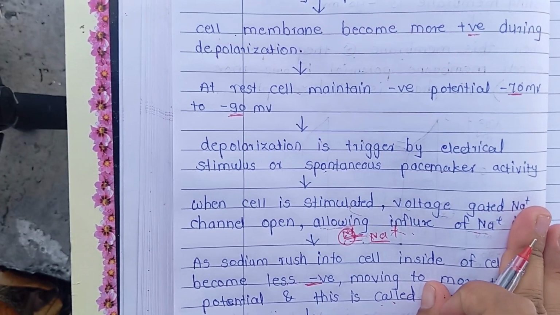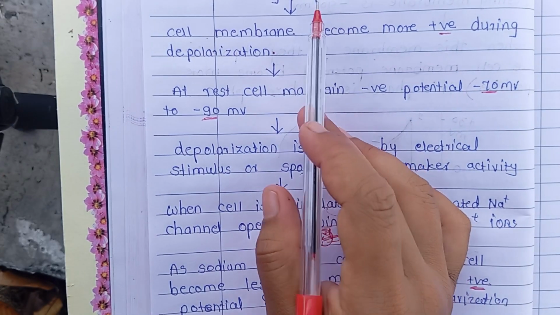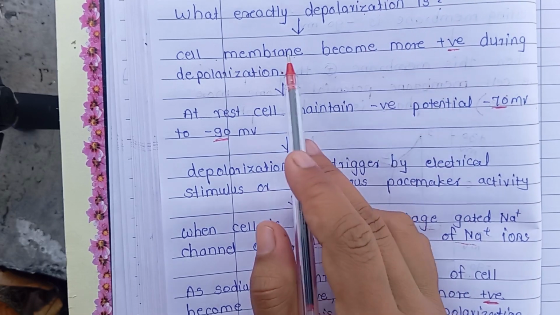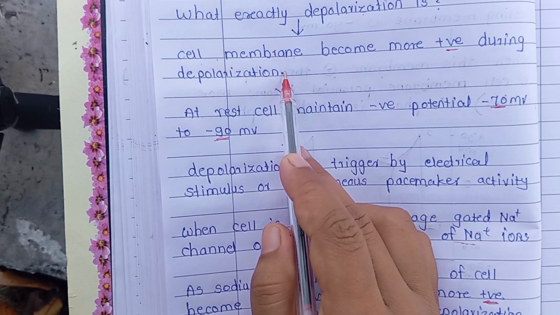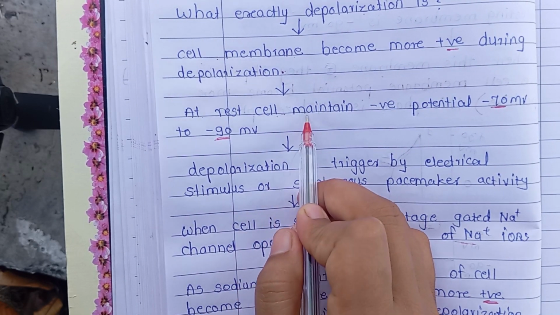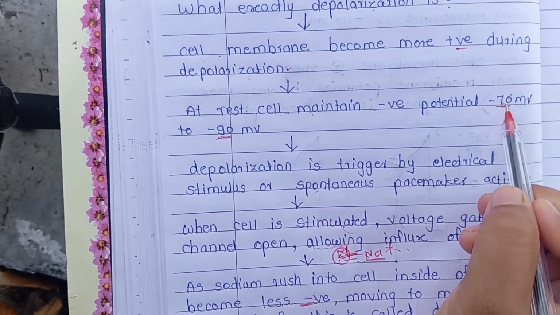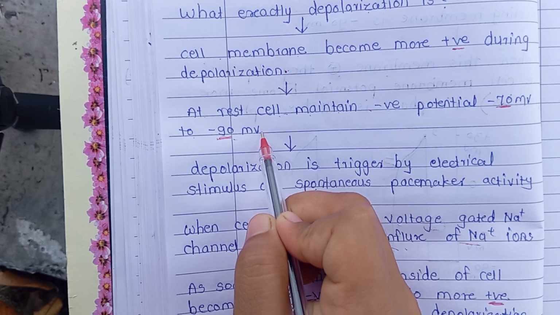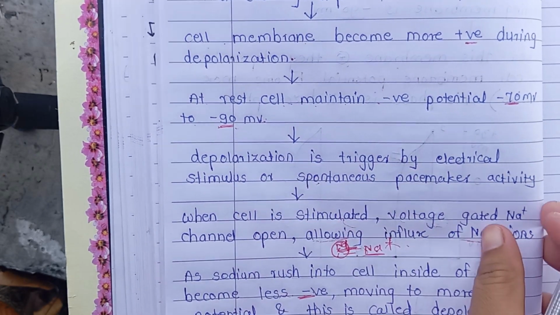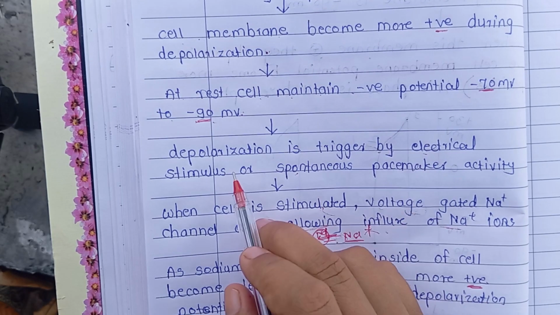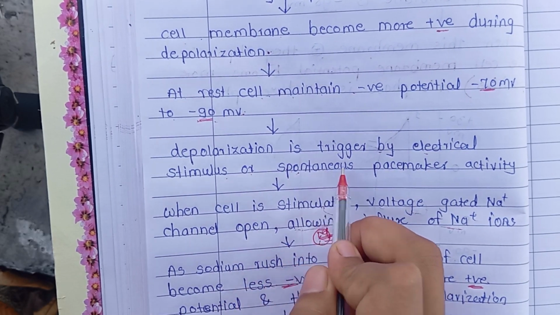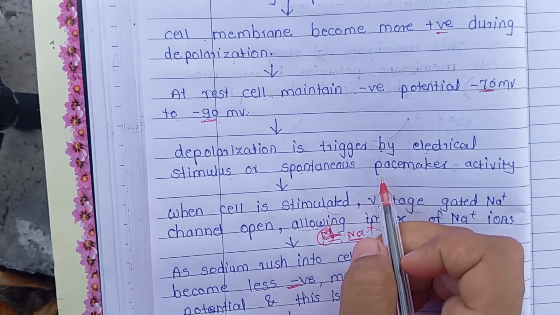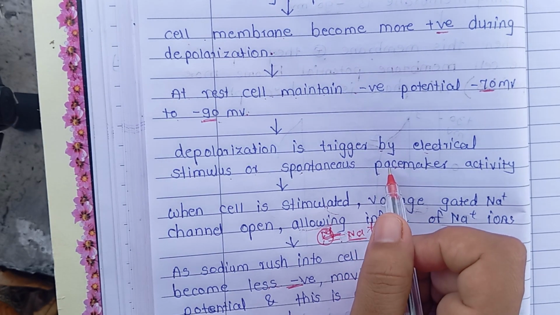Now, what is depolarization? What exactly is depolarization? The cell membrane becomes more positive during the process of depolarization. At the resting state, the cell maintains a negative potential, minus 70 millivolts to minus 90 millivolts. We have seen this previously in this video. Depolarization is triggered by an electrical stimulus or spontaneous pacemaker activity in the sinoatrial node. The sinoatrial node is also called the pacemaker of our heart.